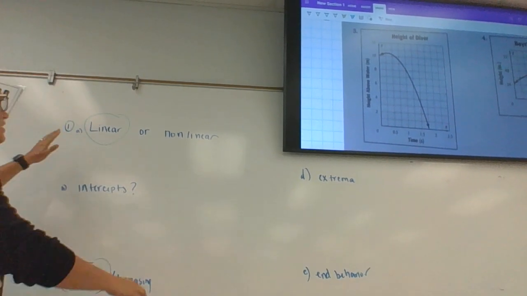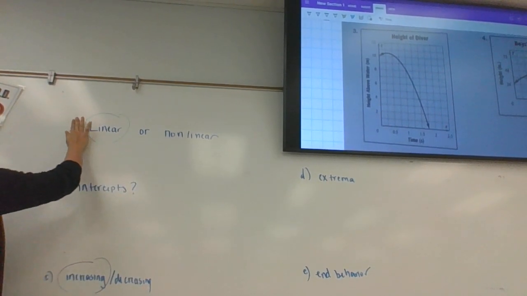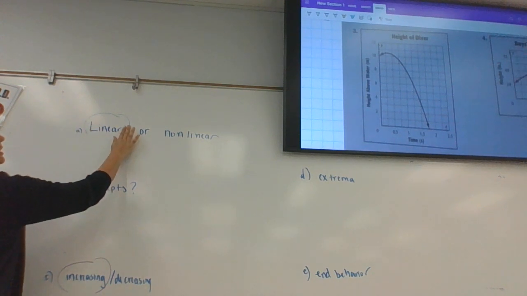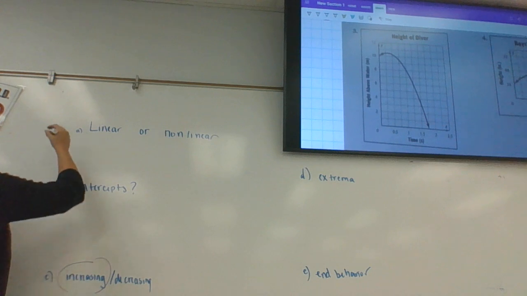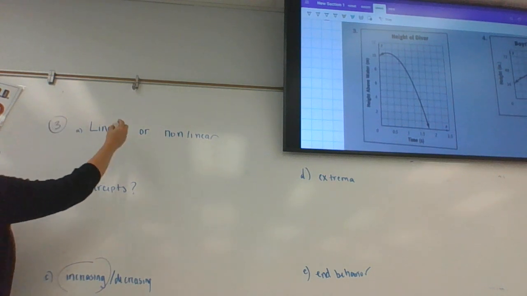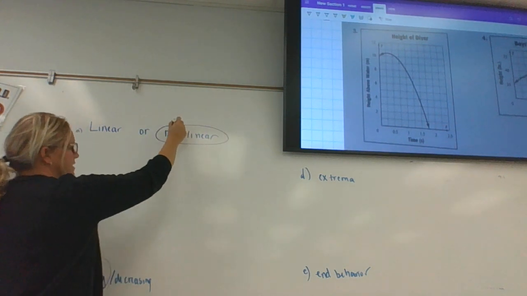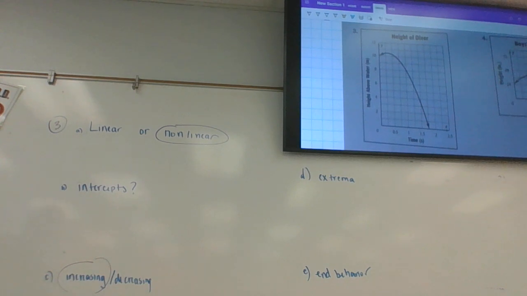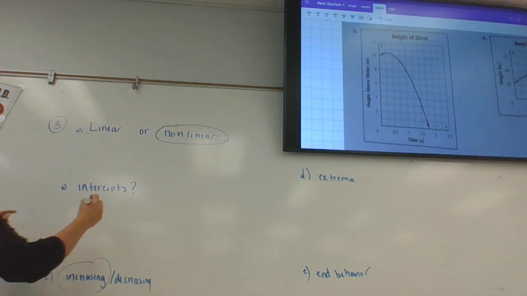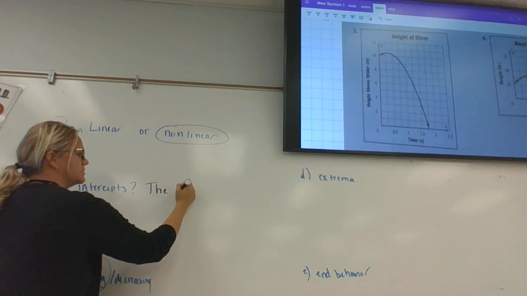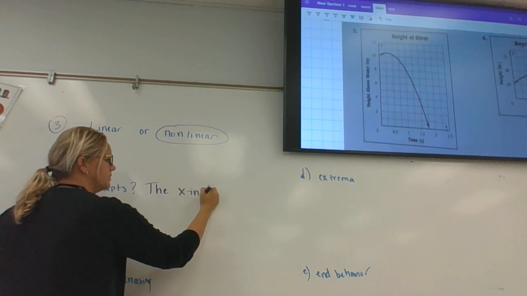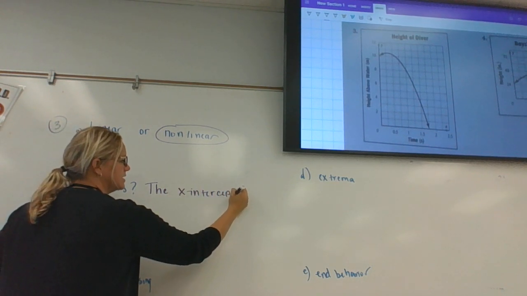Alright, so what are we going to do for number 3? I'm labeling this number 3 because it's number 3 on the page. Sorry if that's confusing. Linear, nonlinear. Nonlinear does not make a straight line. Okay, so I like this one because it has both an x-intercept and a y-intercept. It says to interpret, so I'm going to say the x-intercept, and I'm going to do this in a complete sentence.